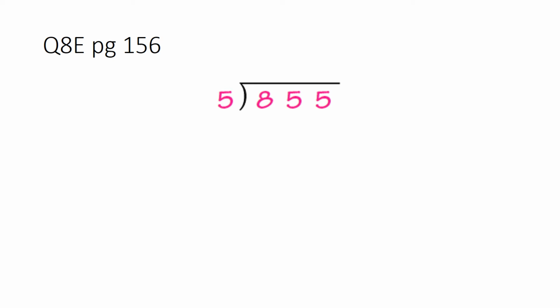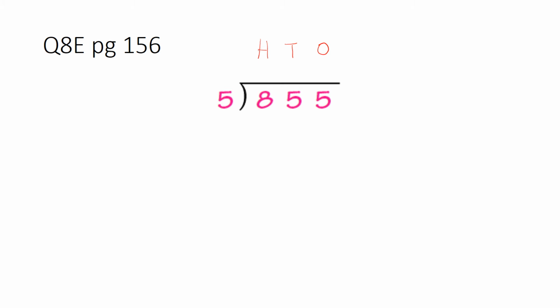Now 855 divided by 5. I've chosen this question because it's an odd number. Again, there is a 3-digit dividend and a 1-digit divisor, and we're going to use the same method again. I am going to again label the places. H, T, O. Hundreds, tens, and ones. Please take note that I'm doing this to help all of you understand how important it is to start from the biggest place right down to the smallest place.